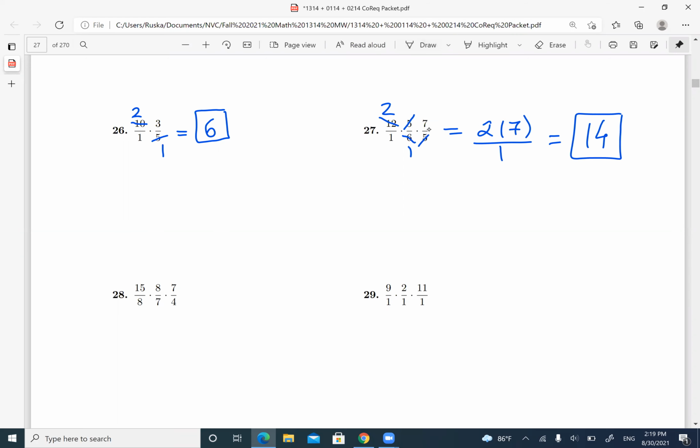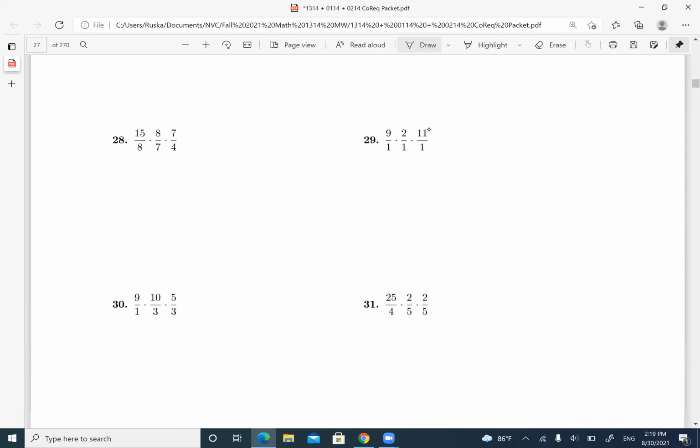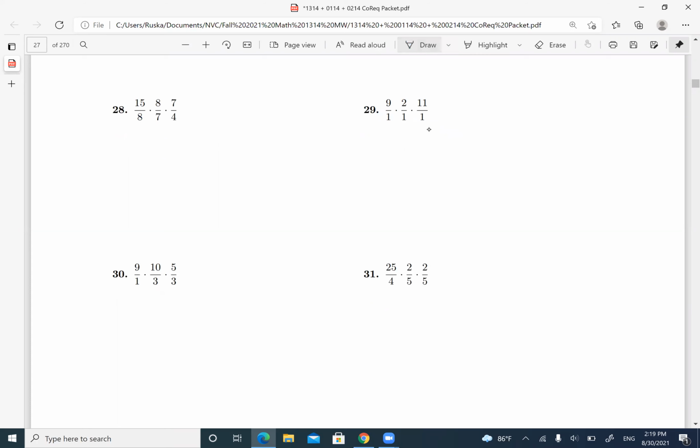Now let's do 28 and 29. So reducing fractions. So 28, what are you going to cancel? The 8s. 8 and 8. Is there something else? And the 7s. 7 and 7, that's right. And what is left? 15 over 4. Yes, 15 over 4. Just leave it like that. Leave it as a fraction.